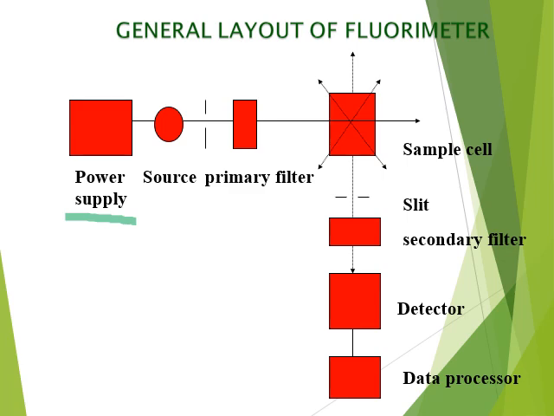This is the photomultiplier tube. The photomultiplier tube is one type of detector. As you can see, the sample is always placed at 90 degrees to the filters. The primary filter comes first, then the secondary filter.